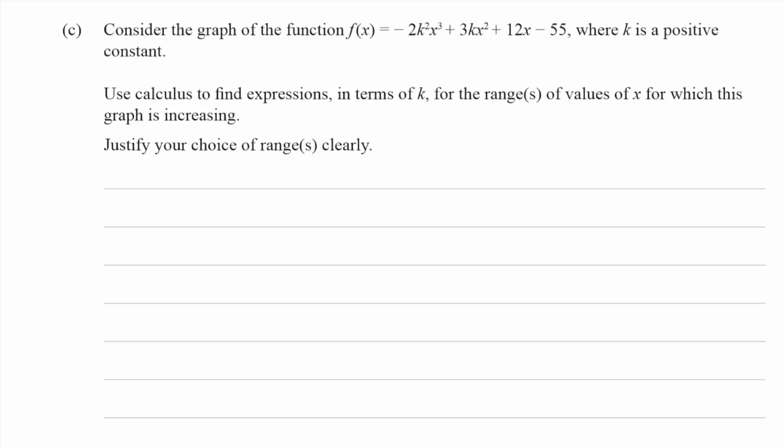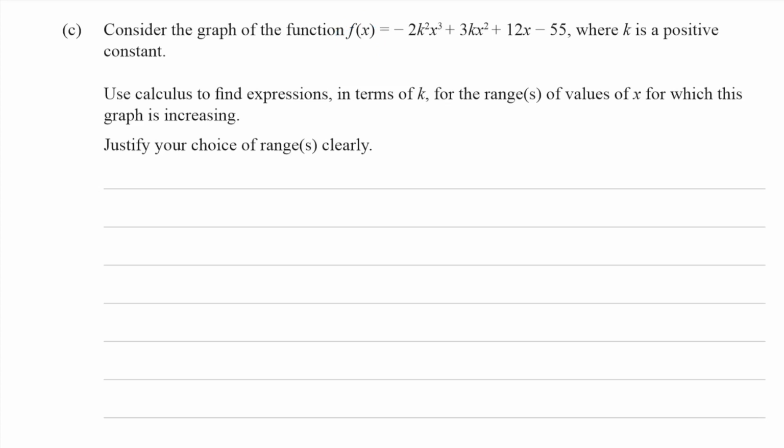Hello, so we have a function, wonderful. What are all these k's doing in here? K is just a constant. In this case, they've told us it's a positive constant. And we're asked to use calculus, well, surprise, to find expressions in terms of k for the ranges of values of x for which this graph is increasing.